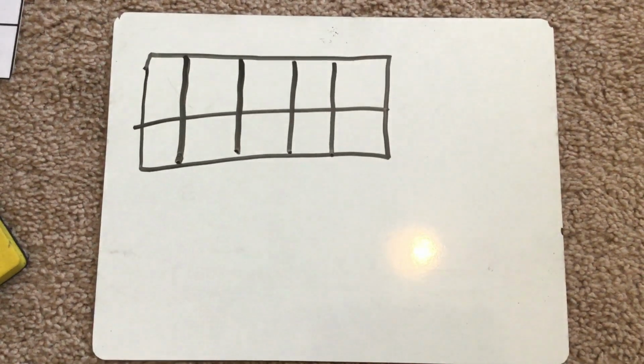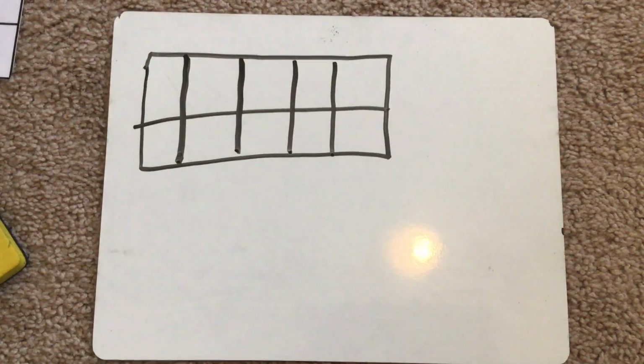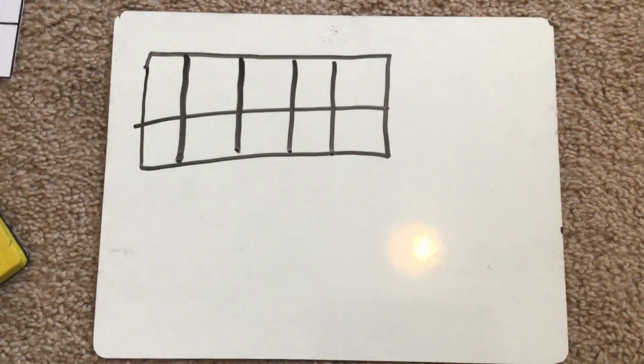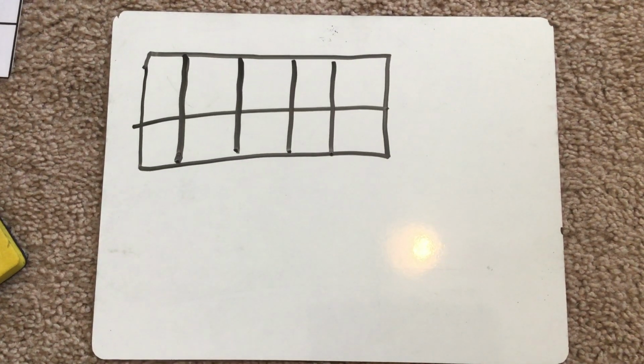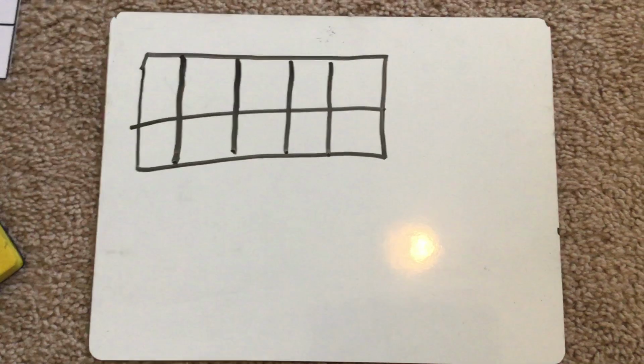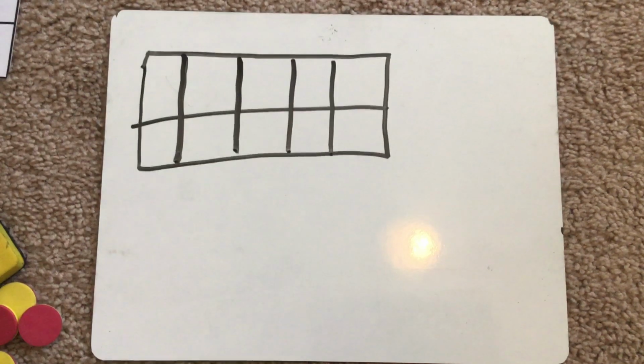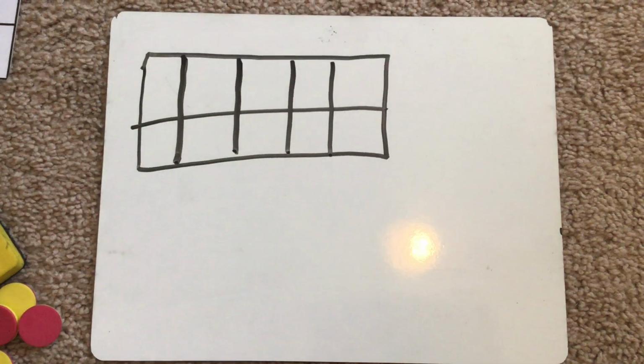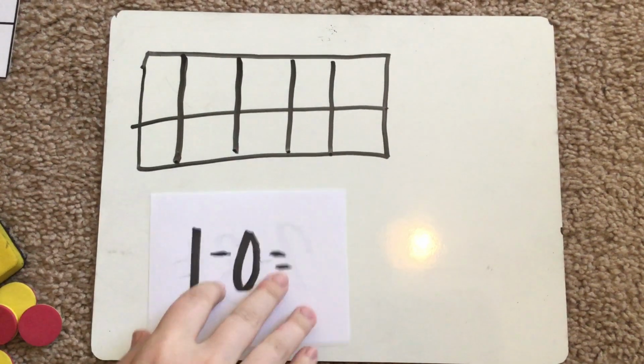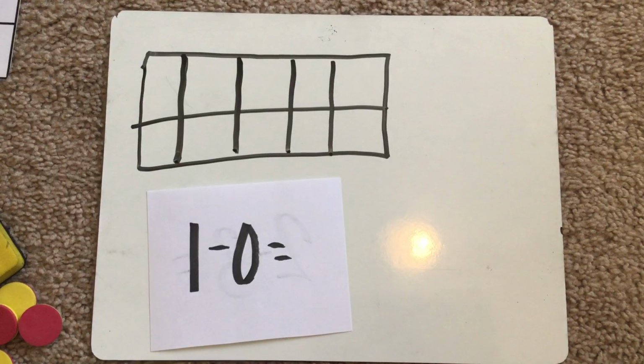So this 10 frame is going to help me do subtraction, and I'm going to either use objects in the 10 frame or I could draw inside of the 10 frame. You just need to make sure that you're able to erase if you are drawing. So I'm just going to use my chips for now, and I'll show you how to do the drawing later. But here is my very first subtraction problem that we are going to work on.